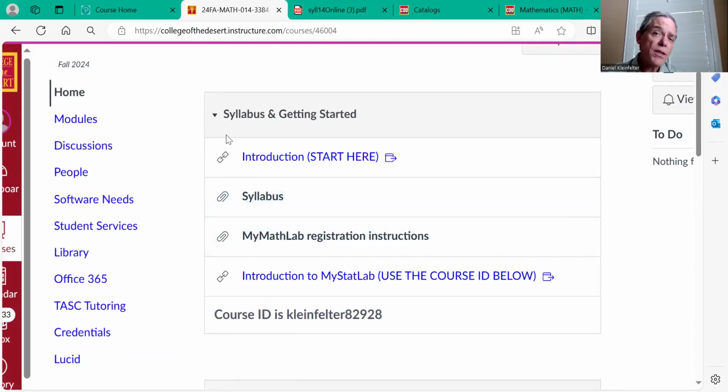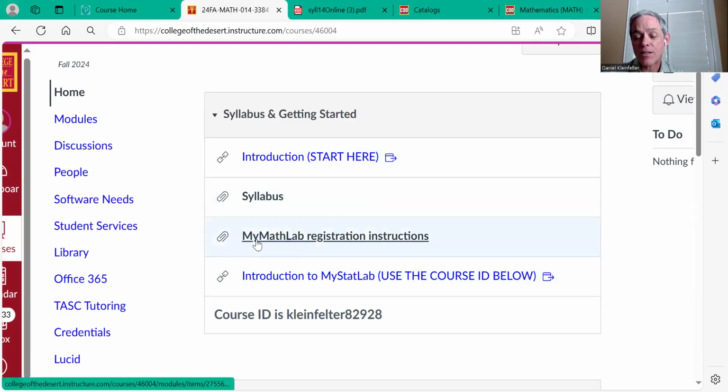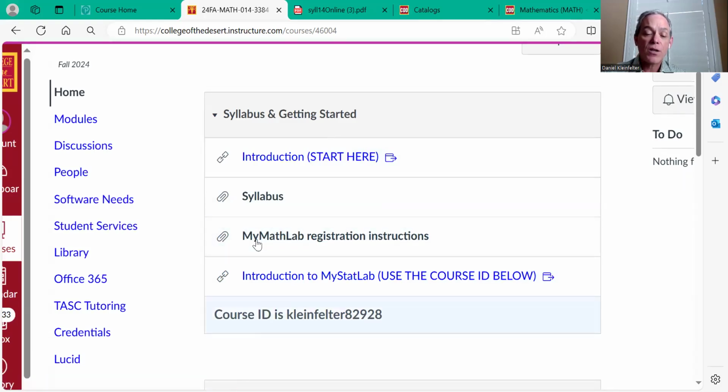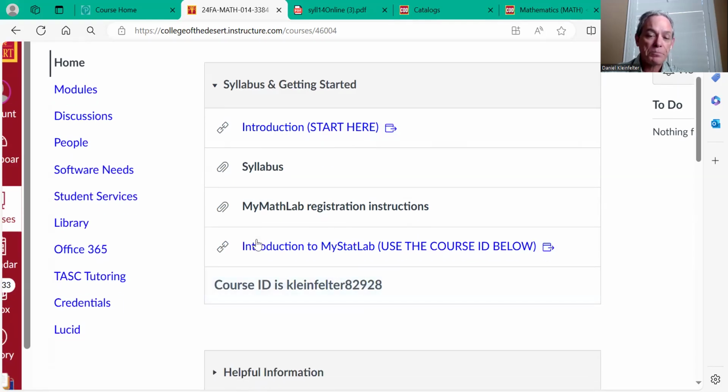The other thing that you may or may not have noticed is the little icons to the left of the text descriptions give you a hint of what the format of each item is like. Here, the Introduction, Start Here, that you clicked on to access this, looks like chain links. That's an external link. It takes you outside of Canvas. The things that look like paper clips take you to a document. In my case, they're PDF files. The blue ones here are links to videos. Syllabus and MyMathLab registration instructions are text files. The course ID, there's nothing to click on there. It's just there for you to read.